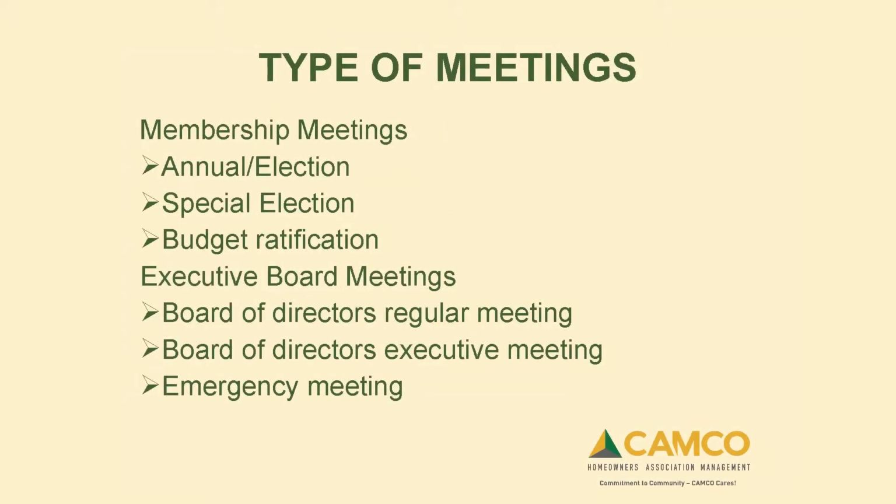Any of them, but our membership meetings include annual election, special election, and budget ratification. Recent changes to NRS 116 require that the annual and the election meeting be conducted together. We also have executive board meetings. Keep in mind when we say the word executive board, NRS 116 refers to a board as an executive board. That doesn't necessarily mean they're meeting in executive session. So we have board of directors regular meeting, board of directors executive meeting, and emergency meetings.